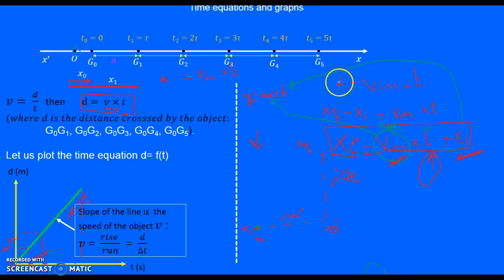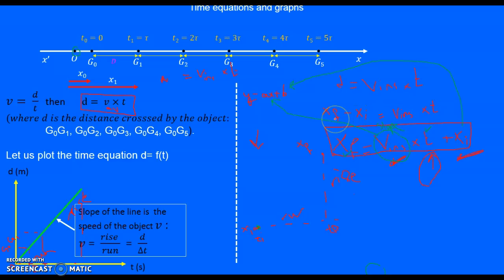What do we mean by distance covered after an interval of time? The distance is actually x final minus x initial. If I want to calculate the distance covered from G0 to G1, it is x1 minus x0, the difference between them. So d can be expressed as x final minus x initial equals, instead of v average we write v instantaneous, times t.